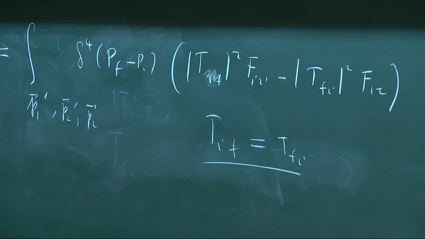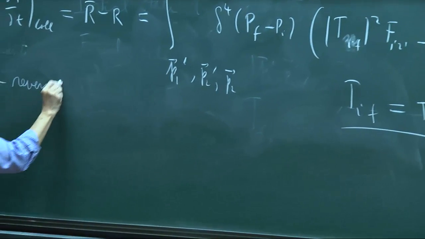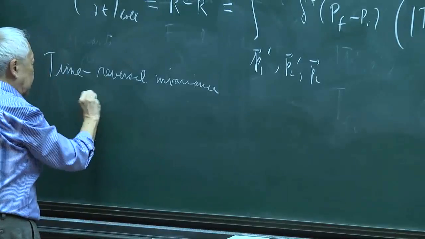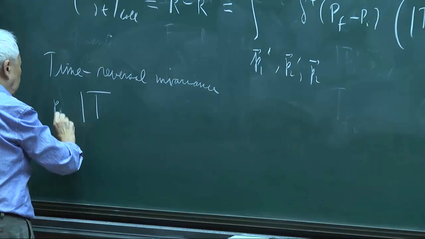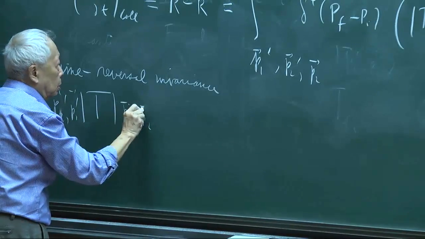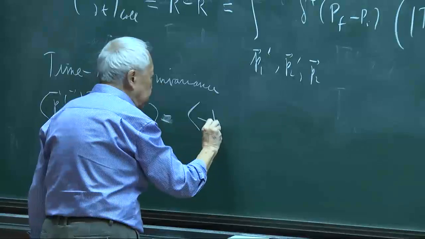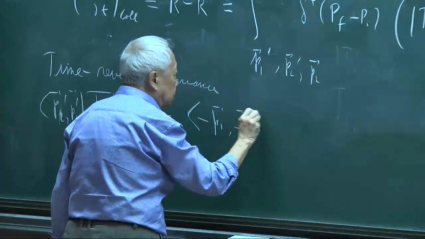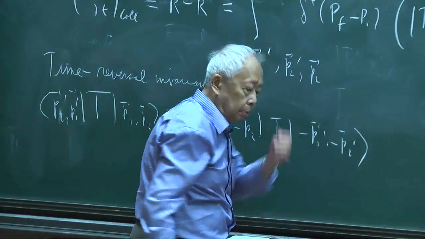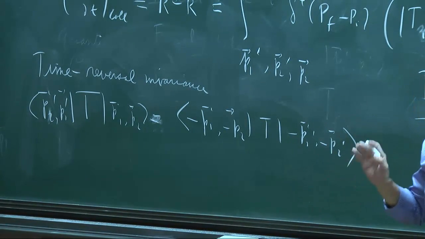First of all, by time reversal invariance. This says that T of P2 prime, P1 prime from 1 and 2 is equal to the reverse transition, but with the momenta reversed. Which is equal to T of minus P1 prime, minus P2 prime to minus P1, minus P2. This is the statement of time reversal invariance. That is, the T matrix must have that property. The Hamiltonian must have that property in quantum mechanics.